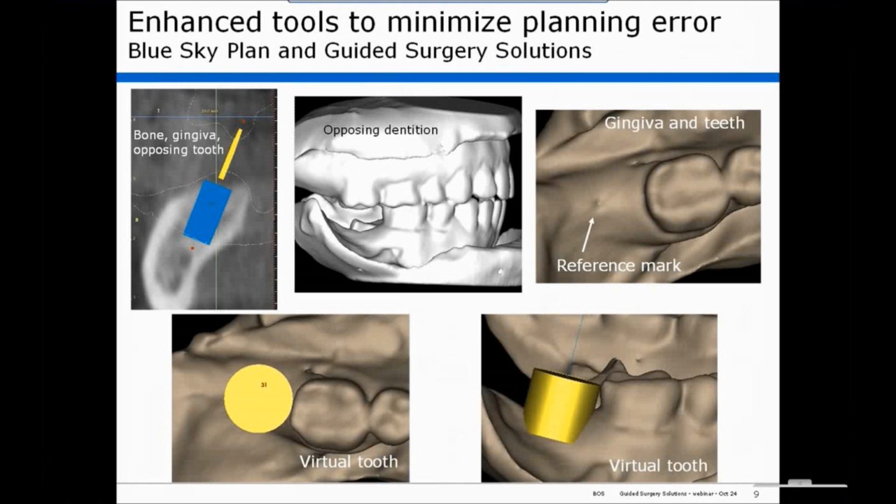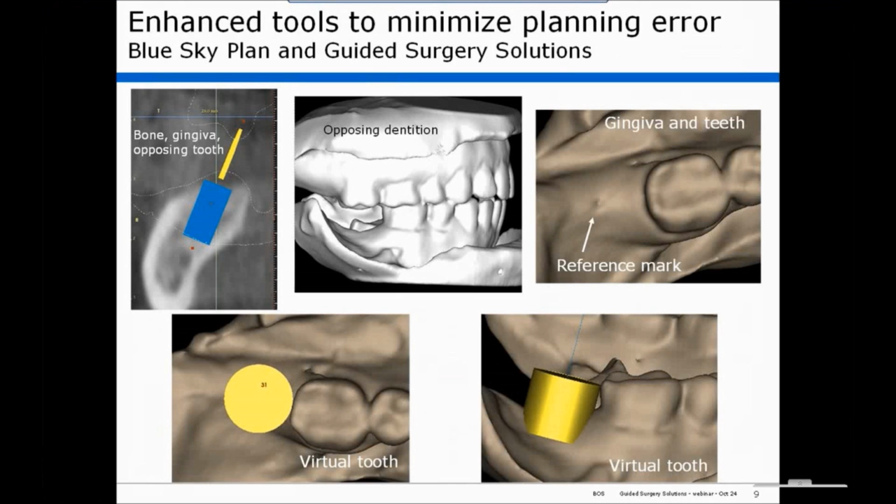In the center panel, there is a 3D image of an articulated dentition. On the top right panel, we have an image of the edentulous area and the adjacent tooth, and you can see a reference mark. That's a mark in that model which represents the ideal position for the placement of that implant. We also can use the abutments as virtual teeth.